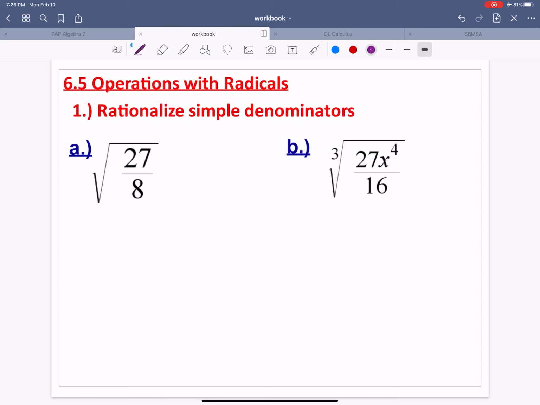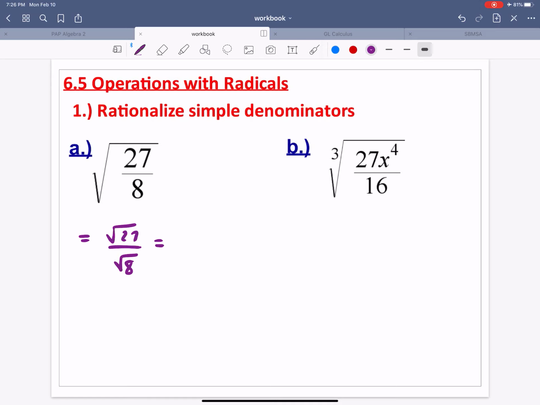So we're going to start pretty easy with rationalizing simple denominators. Now, what we should know from our history is that when we have the square root of a fraction, we can split this up into the square root of the top over the square root of the bottom. So in this case, square root of 27 over the square root of 8. And what we find with square roots is we're looking for a factor of this inside number that is also a perfect square.